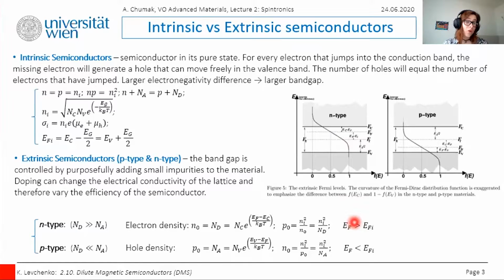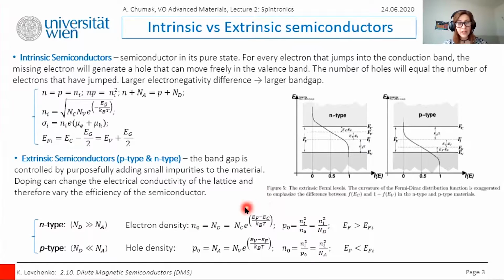If we assume that the concentration of donors is higher than the concentration of acceptors, the electron density can be calculated as this, depending on, again, Nc, the effective density of states at the conduction band edge. And from this equation, which is true for both intrinsic and extrinsic semiconductors at equilibrium, the holes are deduced as dependent on ni squared divided by n0.